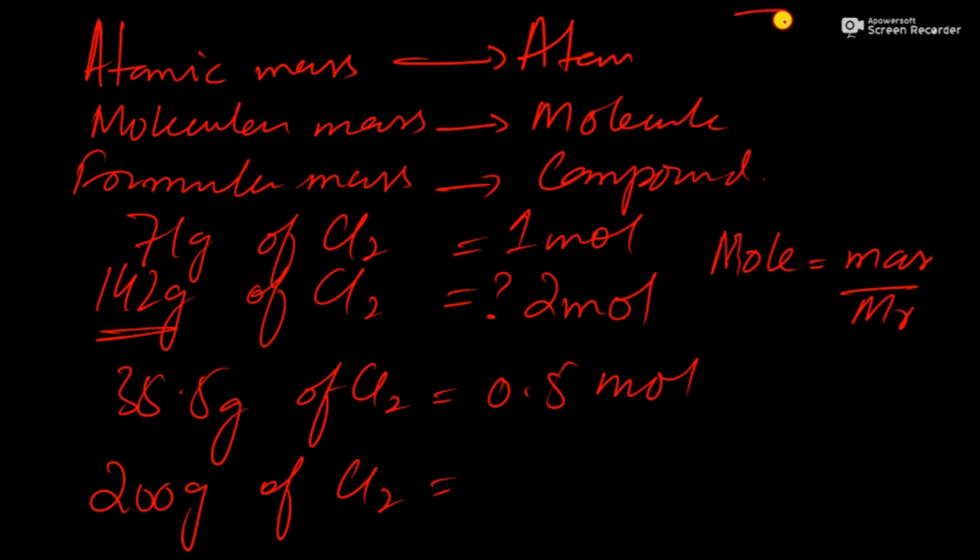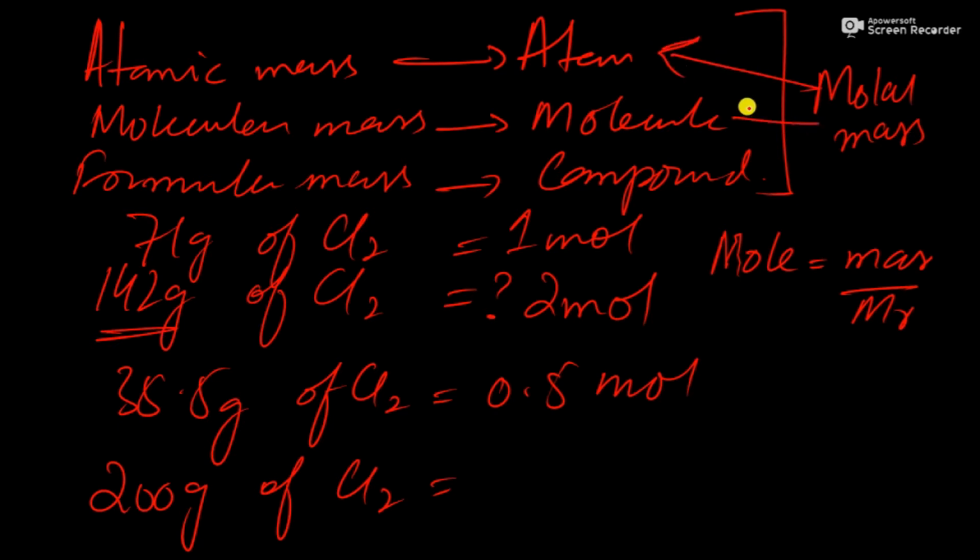We are taking all of these as a molar mass, so we can use all of them once in the formula. What is molar mass? It is the mass of 1 mole. The atomic mass of atoms is 1 mole, the molecular mass of molecules is 1 mole, and the formula mass of a compound is 1 mole. So we are taking all of them as molar masses, meaning masses of 1 mole. Either it is an atom, a molecule, or a compound, it doesn't matter.